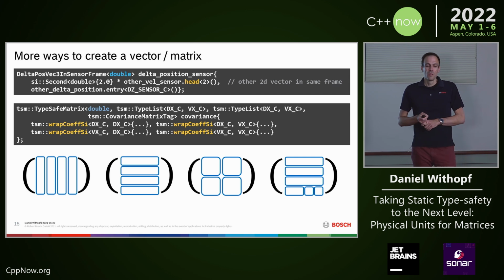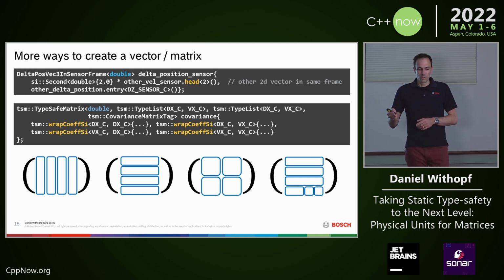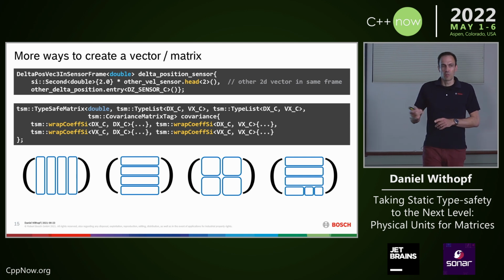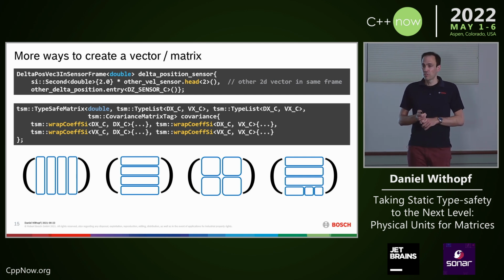What you could also do is to create a matrix from 4 or n columns, from 4 rows, from 4 smaller blocks, or from 3 rows and 3 smaller blocks in the last row. This is also possible.